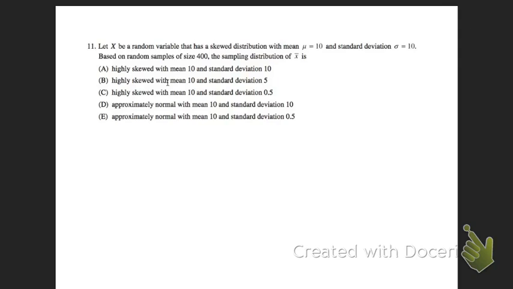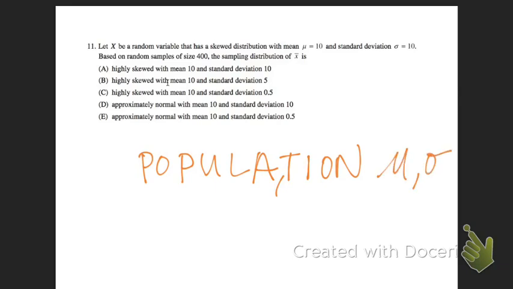Okay, number 11. So this one was trying to assess whether you know what a sampling distribution is. A sampling distribution is when you have population data. So I'm going to write population really big. So we've got population mean and standard deviation for the whole population. Then we take a little tiny sample of 400 people. So here's my sample of 400.